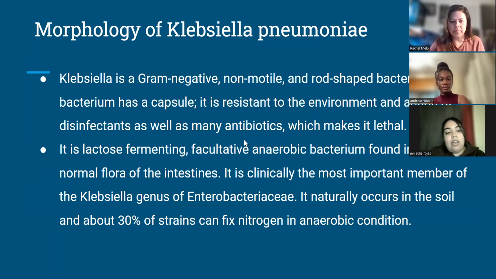Klebsiella. And it's a lactose fermenting facultative anaerobic bacterium found in the normal flora of the intestines, and it's clinically the most important member of the Klebsiella genus of Enterobacteriaceae. And it naturally occurs in the soil, and about 30% of strains can fix nitrogen in anaerobic conditions.